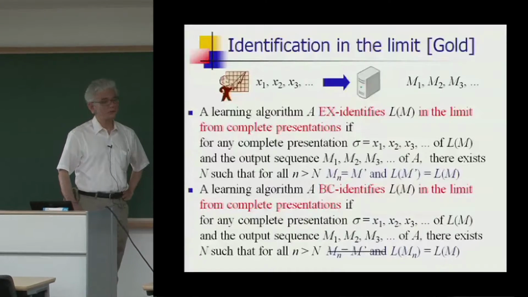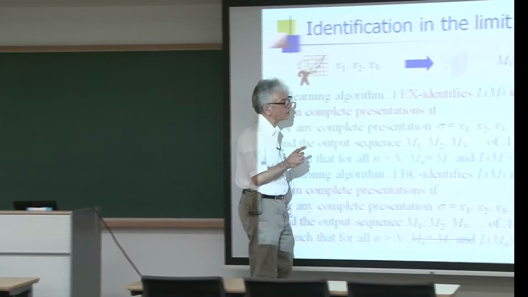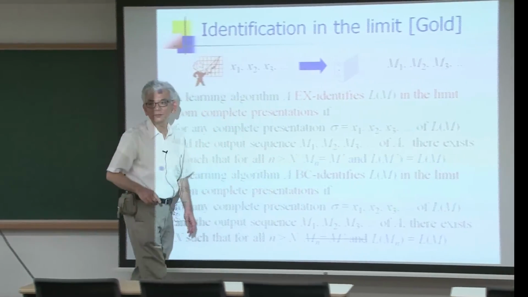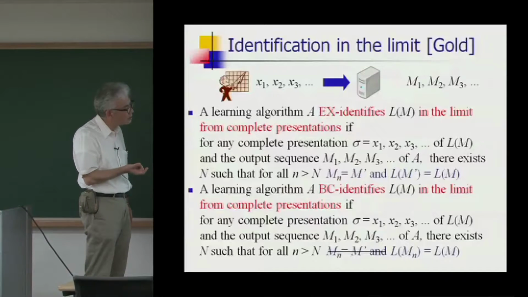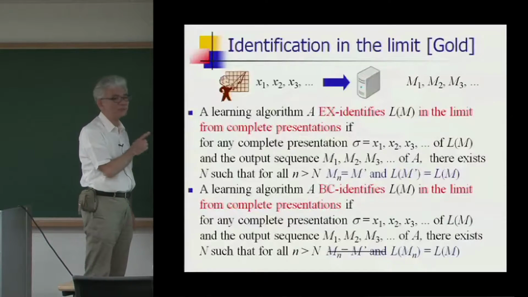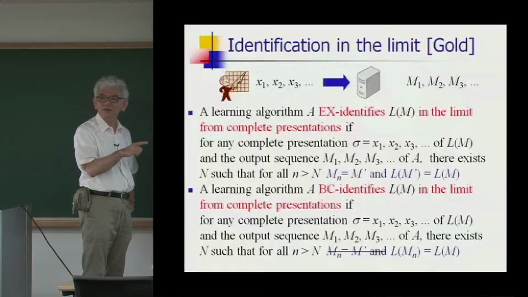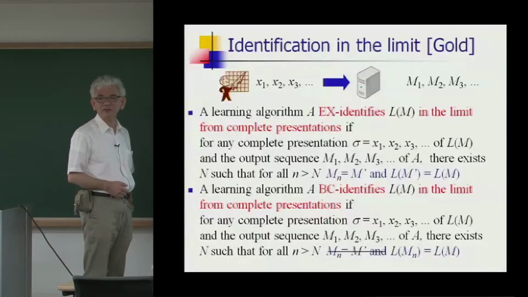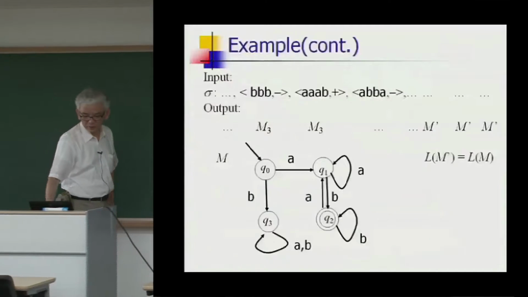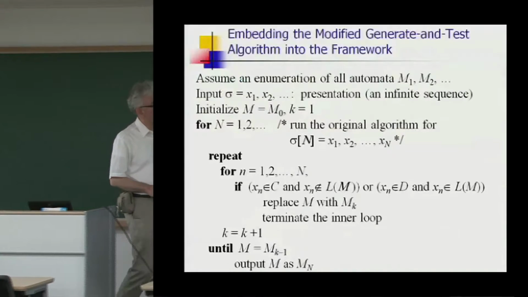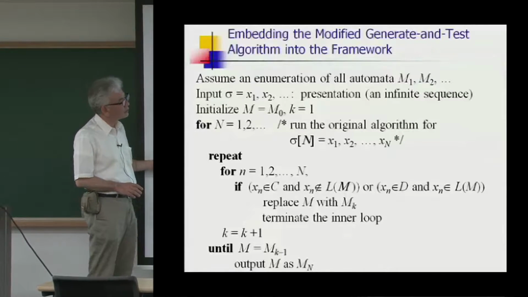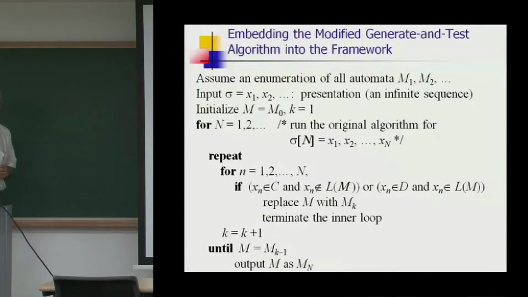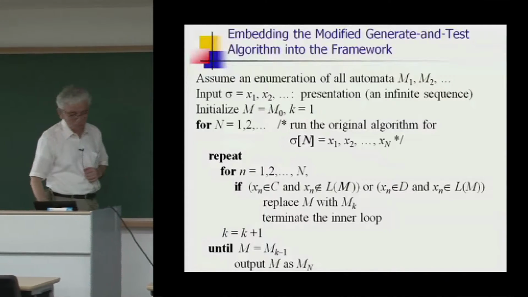Okay? So this is a very tiny point, but the definition is so complicated. But the intuitive meaning is that the algorithm must converge to the correct unknown automaton, just by being provided the complete presentation of data. So, in such a sense, this generate and test framework has a very good property as a learning algorithm.